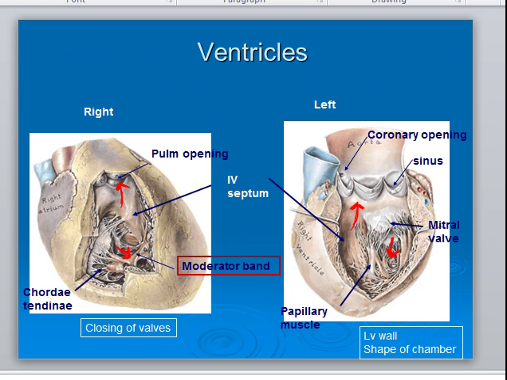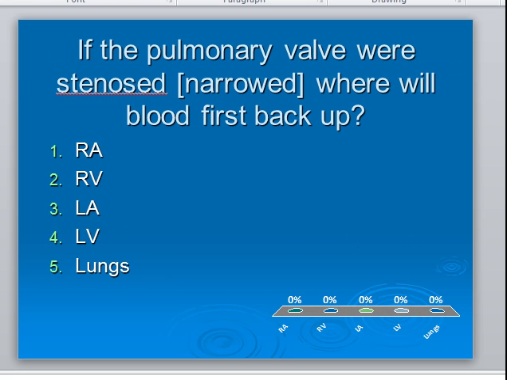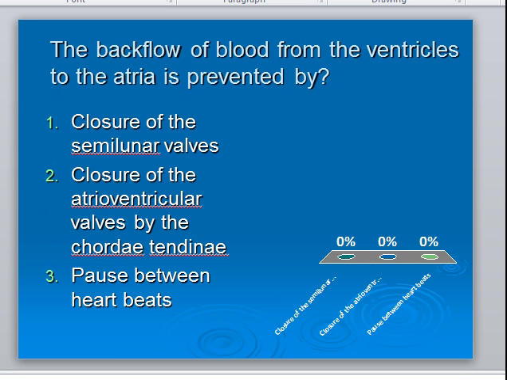And then you look at the ventricular chambers, and here are some questions regarding the ventricular chambers. So you can read this. Which of the following statements is incorrect? And what would happen if the pulmonary valve was stenosed or narrowed? Where would blood back up? And the backflow of blood from the ventricles to the atria is prevented by which of these? So having looked at the cardiac cycle, you should be able to answer these.